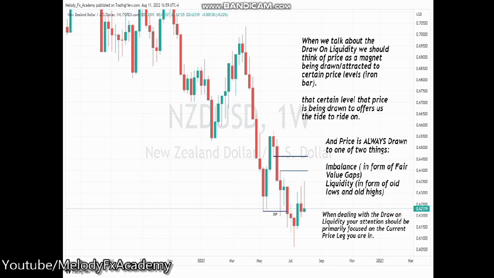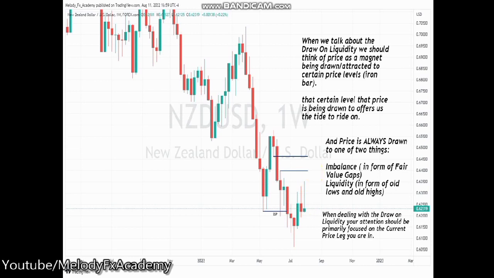We look at the price levels as an iron bar, and we look at the current market price as a magnet. Those are the two perspectives. You look at the level as an iron bar, and the current market price as the magnet. So if the current market price as a magnet is being attracted to a certain level, that is the iron bar.